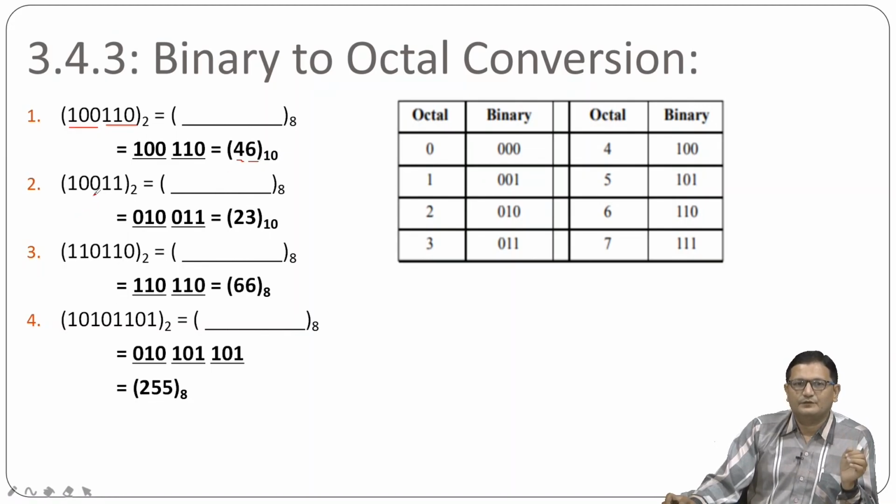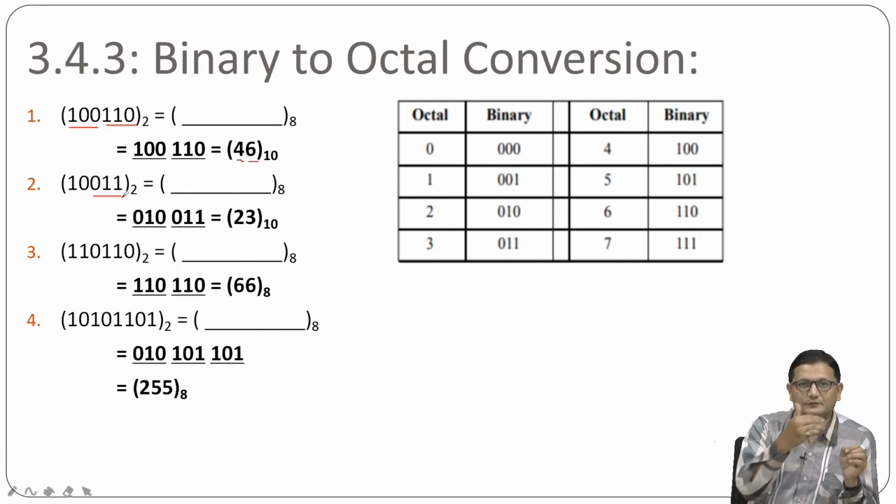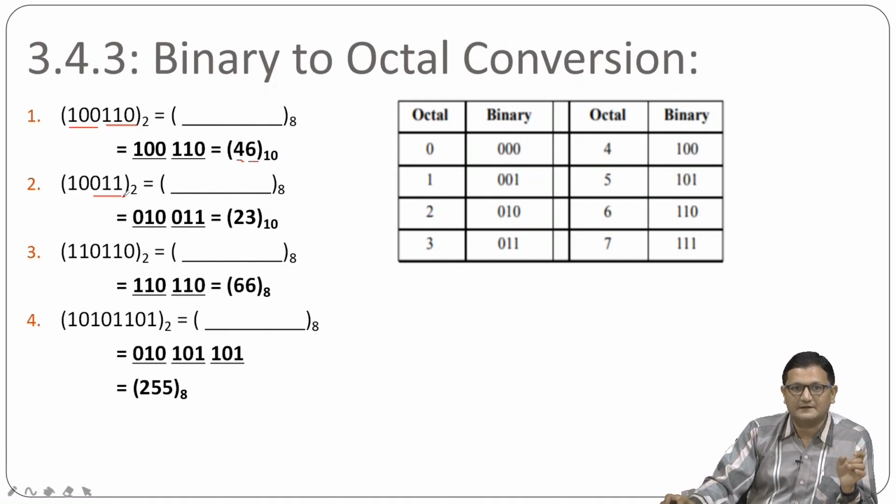Suppose here, when you are making pairs of 3 bits, you have to start from the right hand side and go towards the left hand side. So first I make a pair, that is 011, and then here we have only 10. This is a 2 digit group, so we insert a 0 here. If it is needed, you just need to insert the 0. Now 010 is the binary of 2, and 011 is the binary of 3.